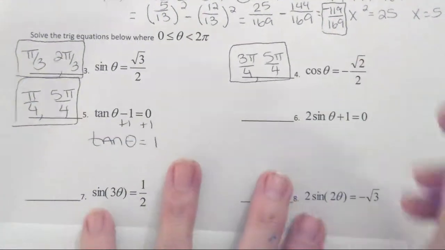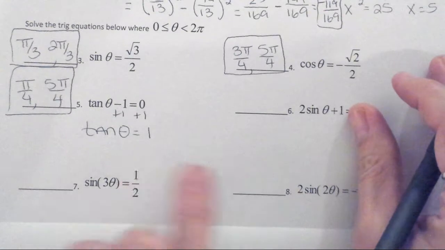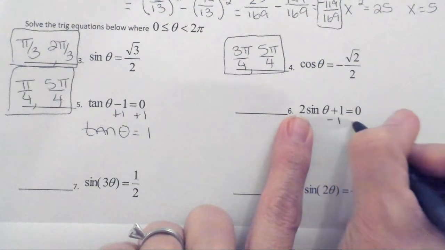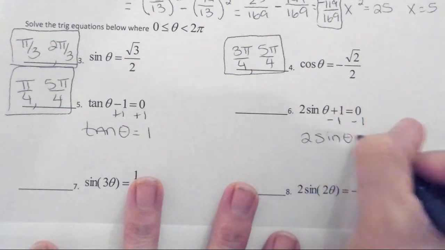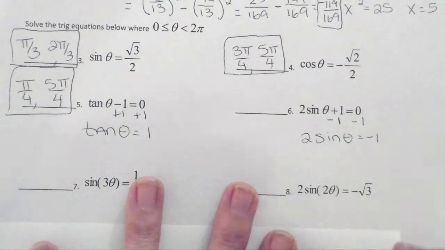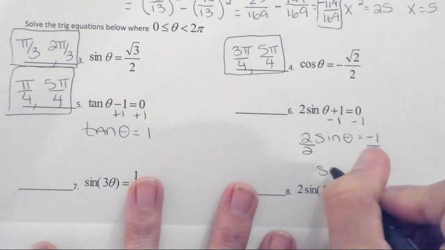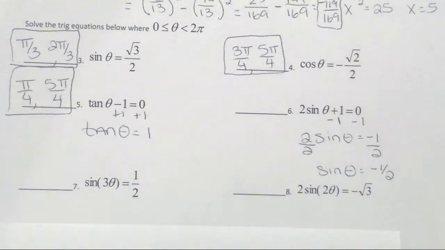Number 6, we have 2 sine theta plus 1 equals 0. We're going to start off kind of the same way. I'm going to move this 1 to the other side by subtracting 1 from both sides. I get 2 sine theta equals negative 1. That says 2 times sine, so I'm going to divide both sides by 2, and we get sine theta equals negative 1 over 2.